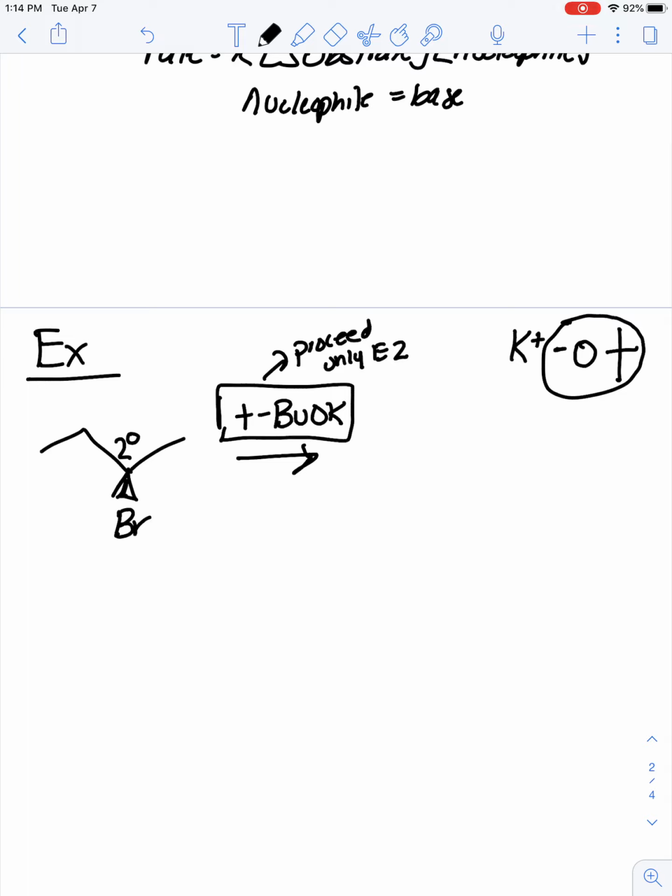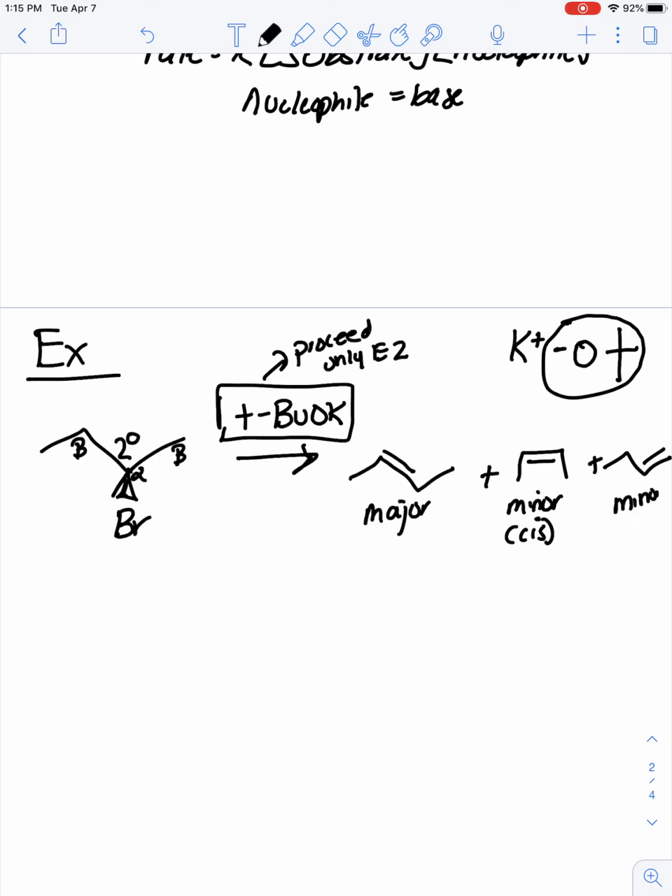So looking at this substrate here, again, we're going to think about our alpha, and then we have our beta carbons. When we draw our products, remember you're eliminating a hydrogen from that beta carbon. So we have several different products that can form. We have the cis product, which would be our minor. And then we also have this product here, which would also be a minor product.